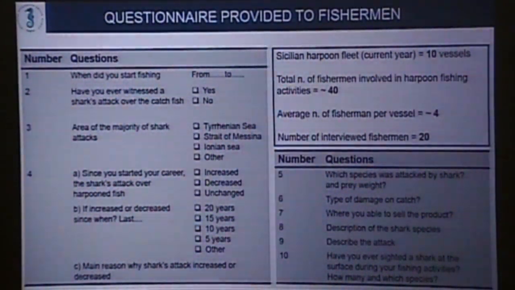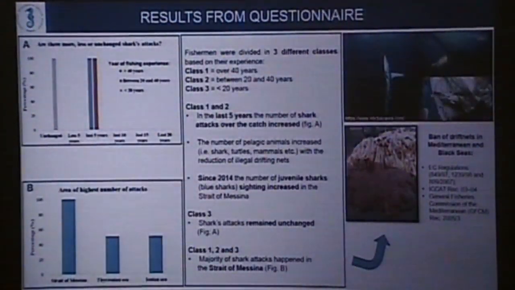We also asked if they were able to describe the attack and the shark species, and if they were able to see some sharks even if it was not linked to the attacks. So we divided the fishermen into 3 different classes based on fishing experience: more than 40 years, between 20 and 40 years, and less than 20 years of fishing experience.